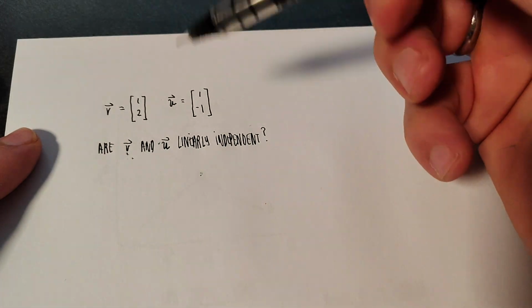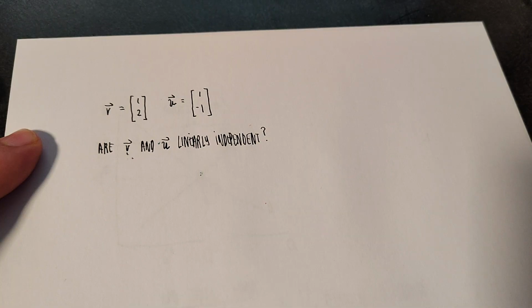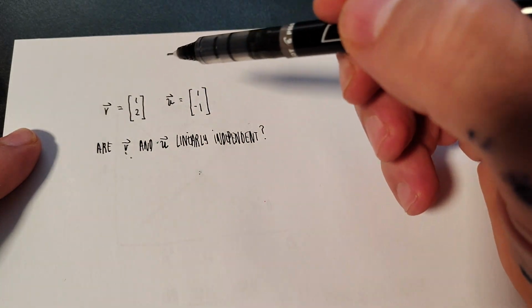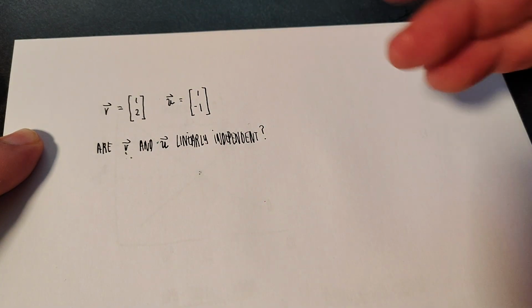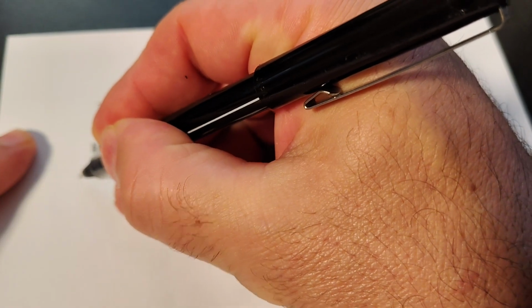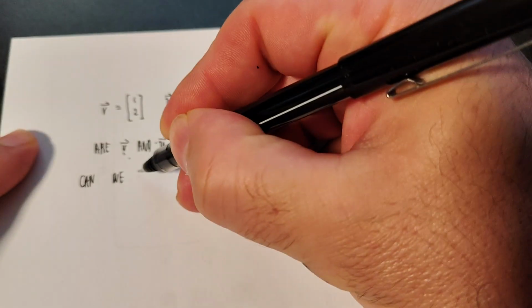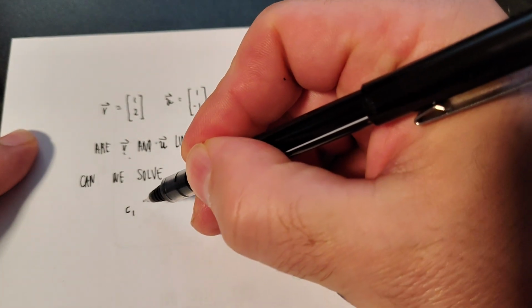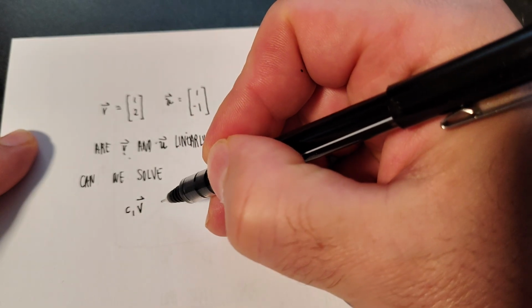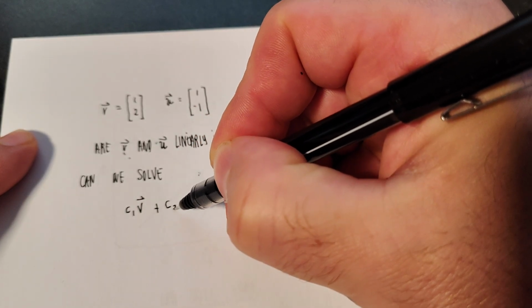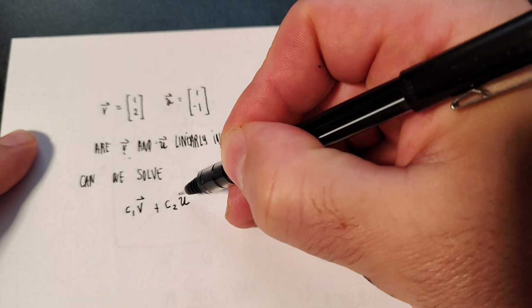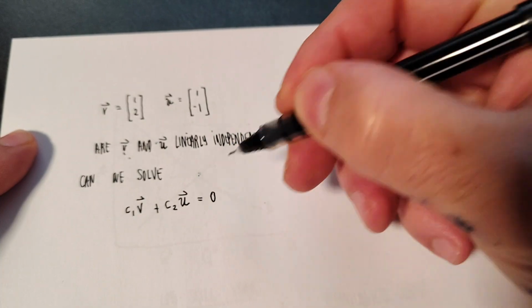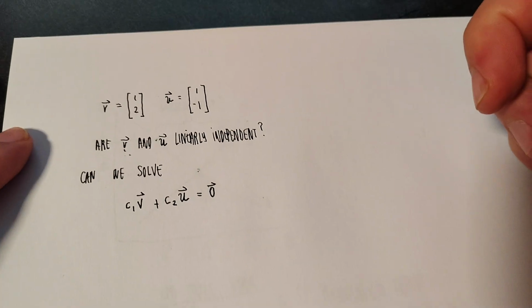All right. And so then again, it comes down to that rule that we were discussing, this is on page 7 of your notes, where can we solve, so can we solve C1 times V plus C2 times U equals the 0 vector. Okay, I'll put an arrow on that because that's the 0 vector.